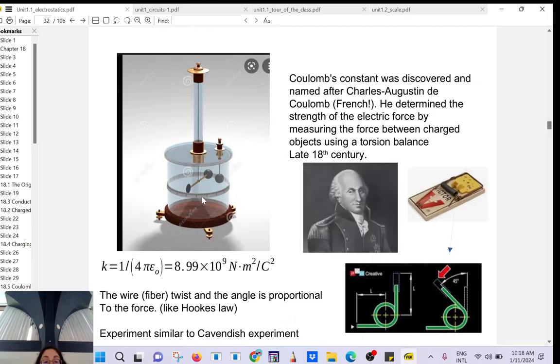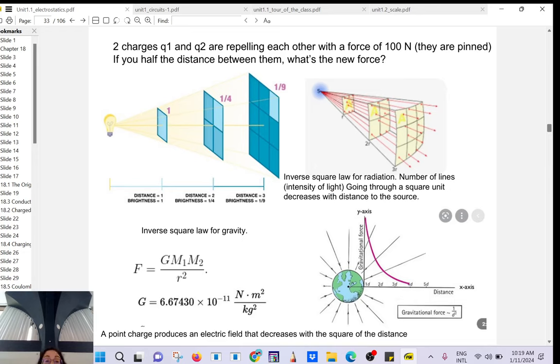That constant was measured by Coulomb, and his experiment was the same as the one done by Cavendish, who measured the constant for gravity. Coulomb was able to measure the constant for electricity. It's a very simple experiment. You have a wire, some kind of fiber that can be twisted. If this is positive and this is positive, for example, they're going to repel each other. So you're going to have a twist, and the force will be proportional to the twist, the angle. Make sense? It's called a torsion balance. It's easy to understand. Anyway, that was done in the late 18th century.